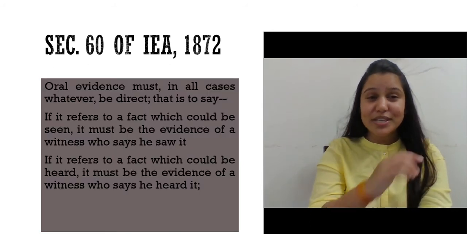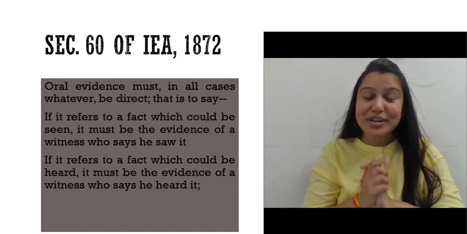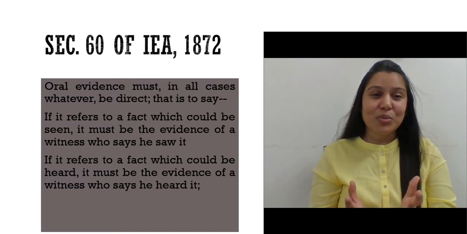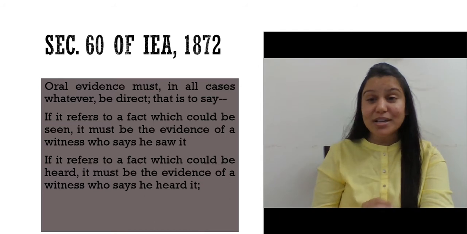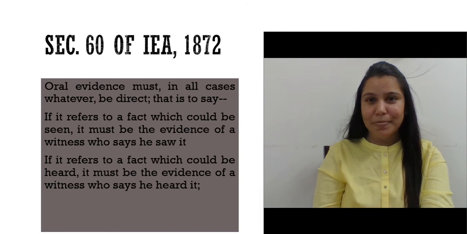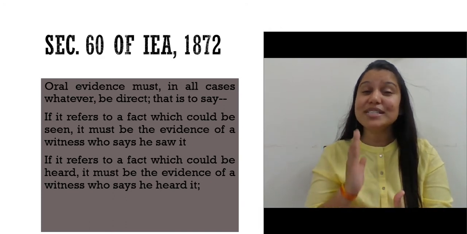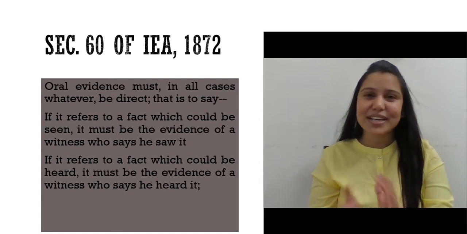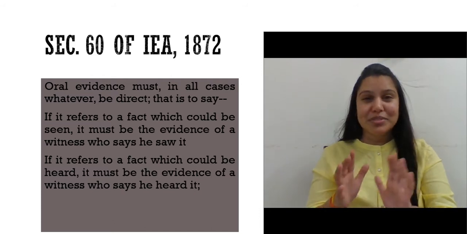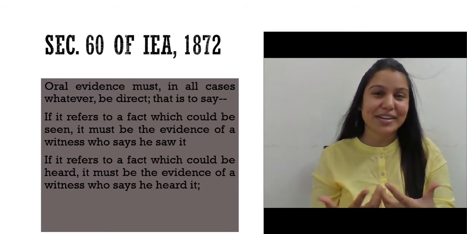Now let's move on to the next section, through which we will understand what oral evidence is. Section 60 says what oral evidence is. Oral evidence must, in all cases, whatever it is, be direct. When it comes to oral evidence, the section requires it to be direct in nature. It should not be indirect in nature. What do we mean by direct and what do we mean by indirect? That we will see in this session only. So let's read the direct ones. What do we mean by direct evidence?